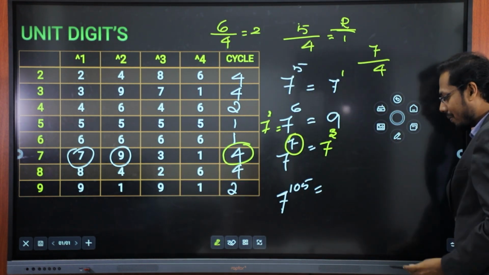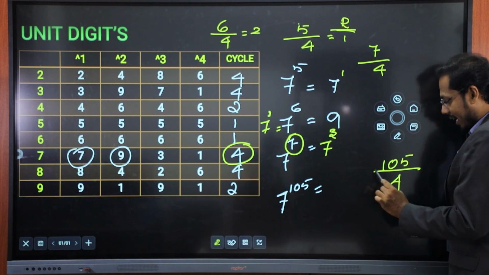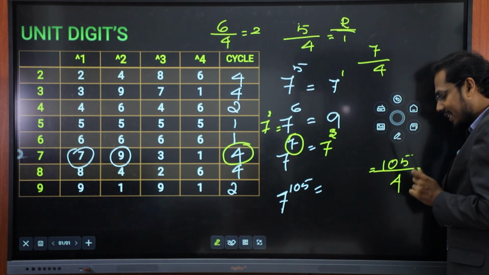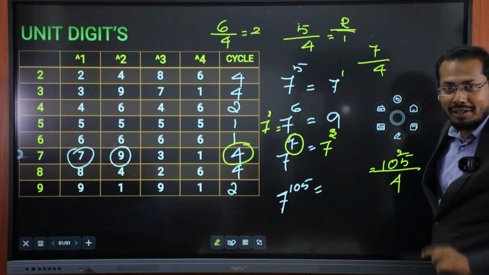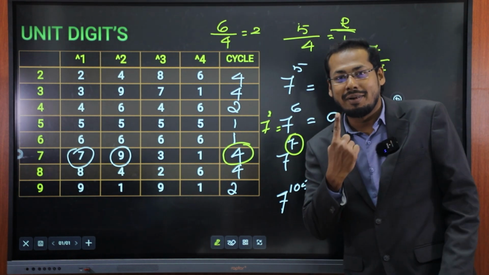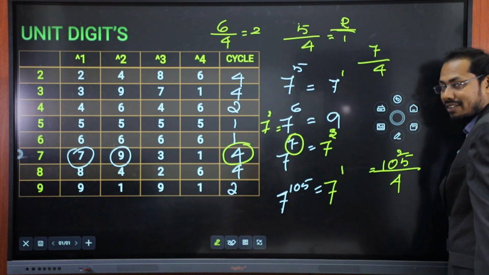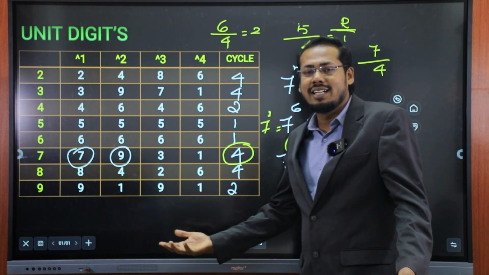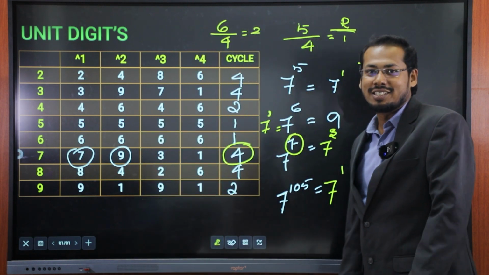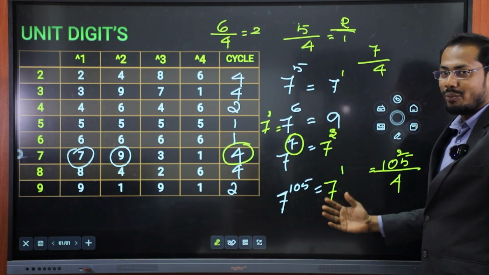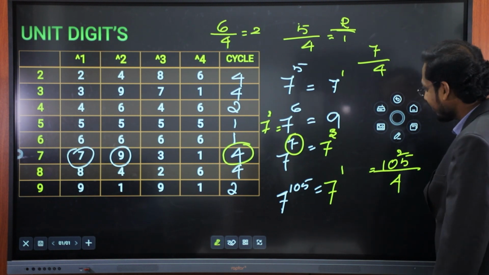Now look at this, 7 power 105. Take 105, my cycle is only 4. I need only the remainder. In 10 there are two 4s, that is not important. Remainder is 2. Then 25 divided by 4, 4 sixes are 24, remainder is 1. So instead of 7 power 105, if I say 7 power 1 is the answer, we easily know that 7 power 1 is 7. Is it clear? So this is how we can get the answer quickly using the unit digit.